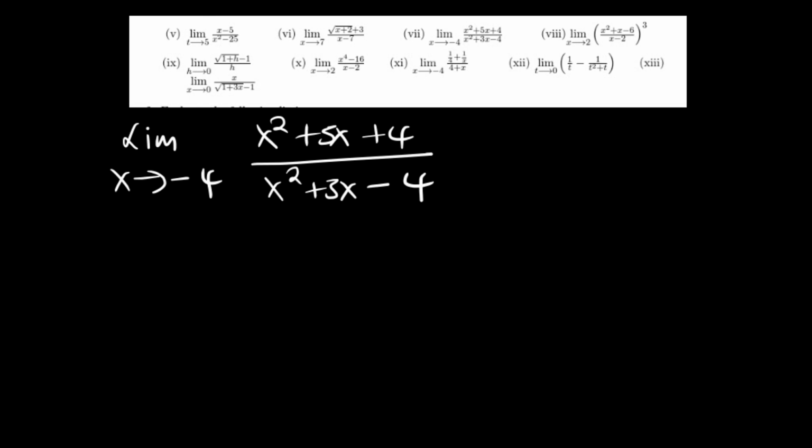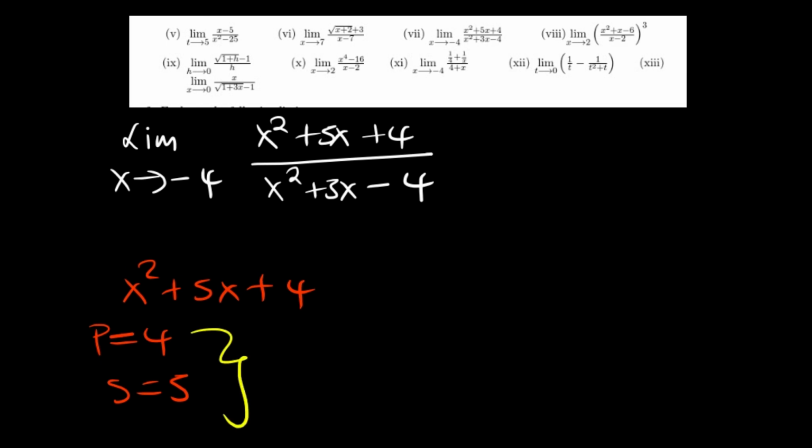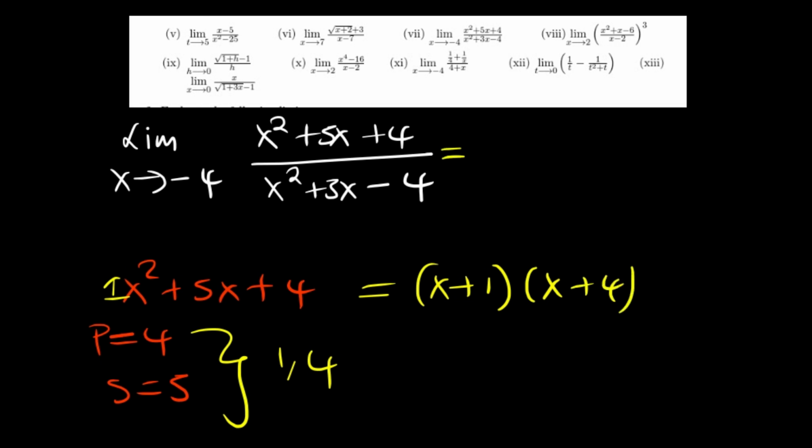The numerator is x squared plus 5x plus 4. The product here is a 4. The sum is a 5. Think of two numbers that you can multiply to give you a 4, and when you add them, they give you a 5. So basically we have 1 and a 4. 1 times 4 is a 4, 1 plus 4 is 5. Whenever you've got a coefficient of 1, you're going to have x plus 1 and then x plus 4 directly. Okay. So the limit as x approaches negative 4.